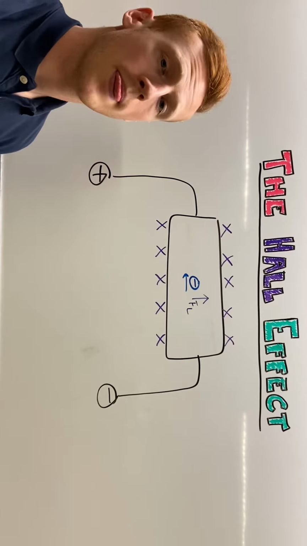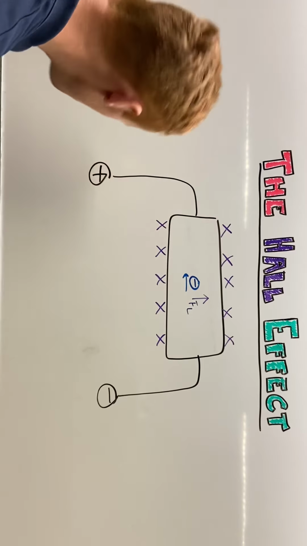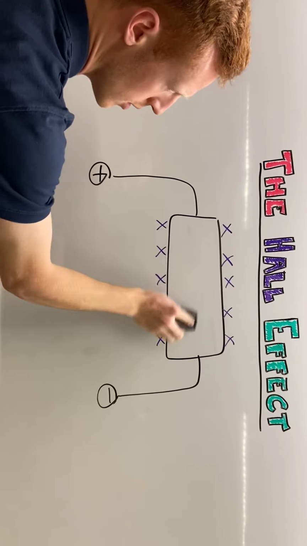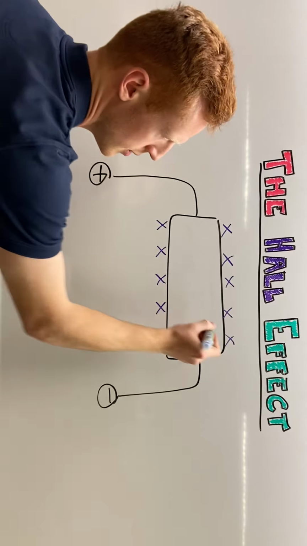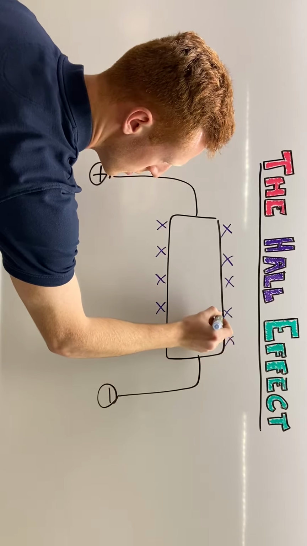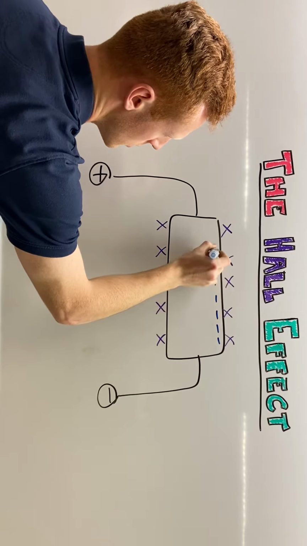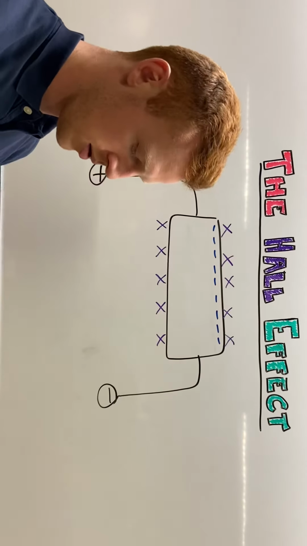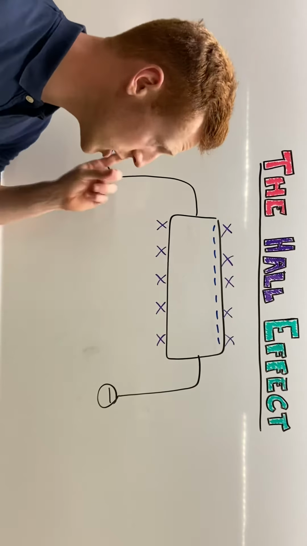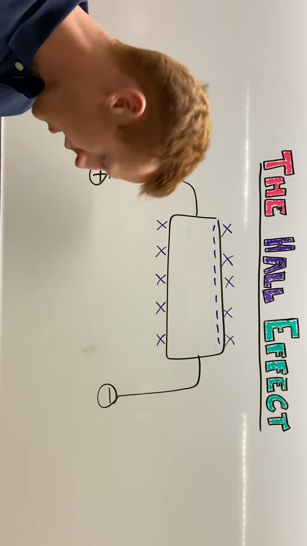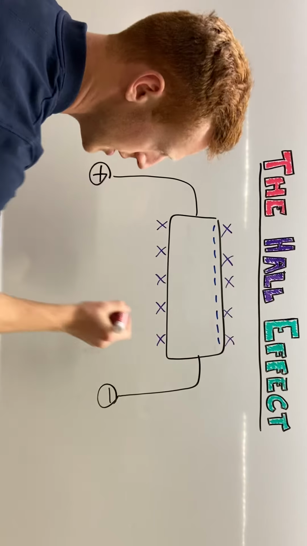So after a quick moment, all of these negative charges are going to experience this force because they're moving this way, pushed to the top. And after a brief moment of time, what we're going to see is a buildup of negative charges on the top of our metal plate. And complementary to a buildup of negative charges at the top, we're going to see a buildup of positive charges at the bottom.